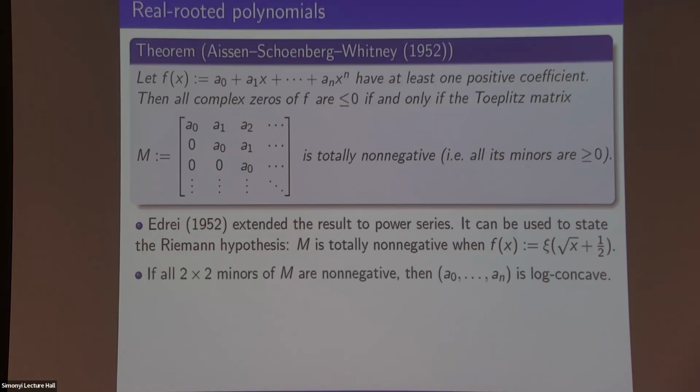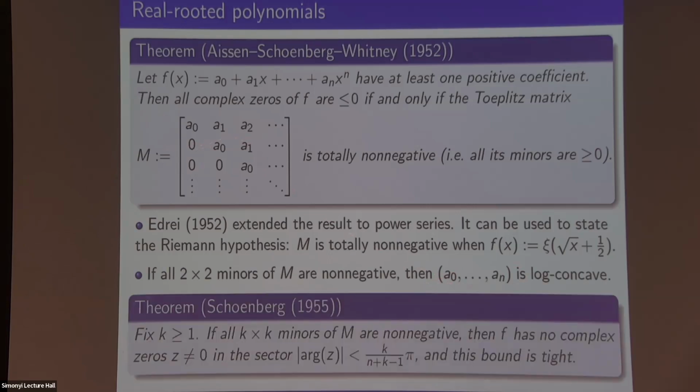I also want to mention that I know people here are interested in log concavity. So saying the 2 by 2 minors are non-negative means that the coefficients are non-negative and form a log concave sequence. And that's basically if and only if, up to some degenerate cases. So looking at higher order minors, you can think of as a higher order generalization of log concavity.